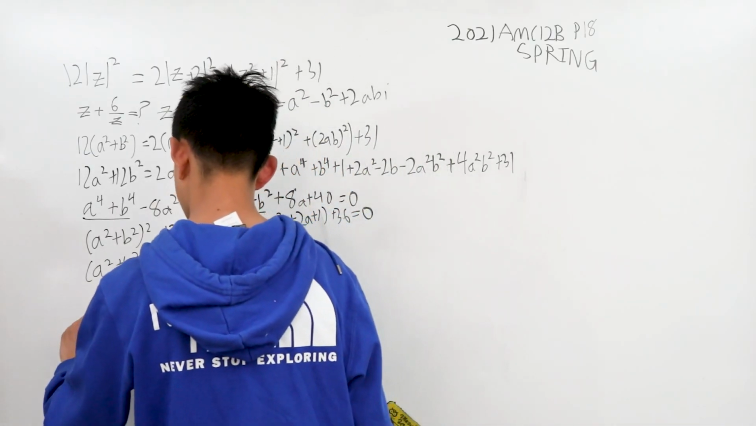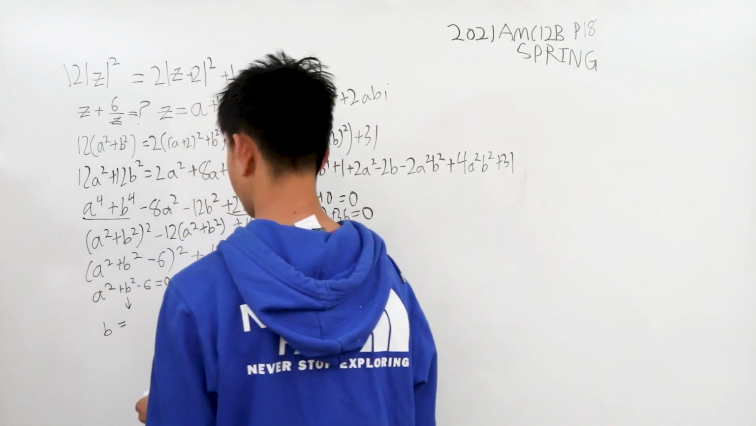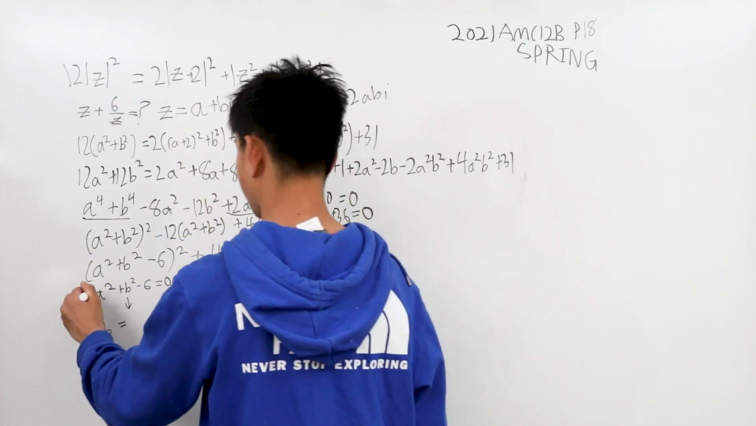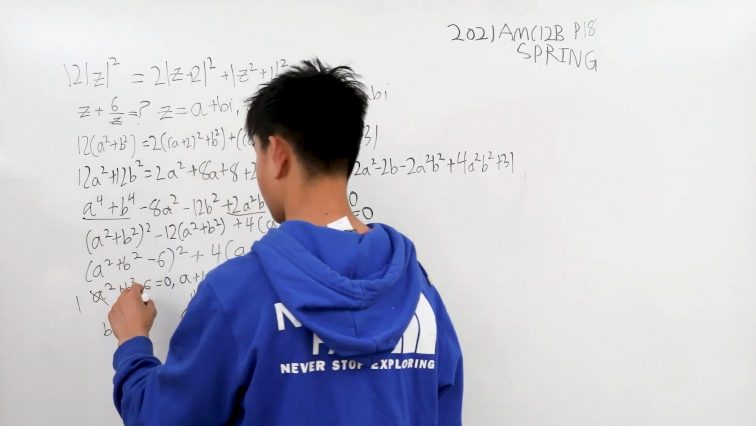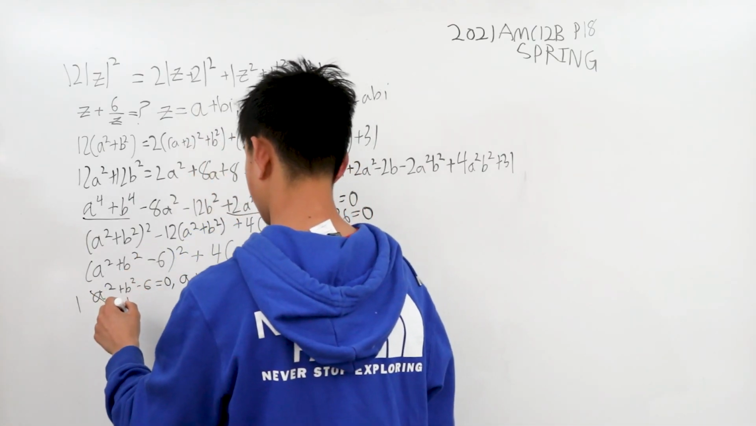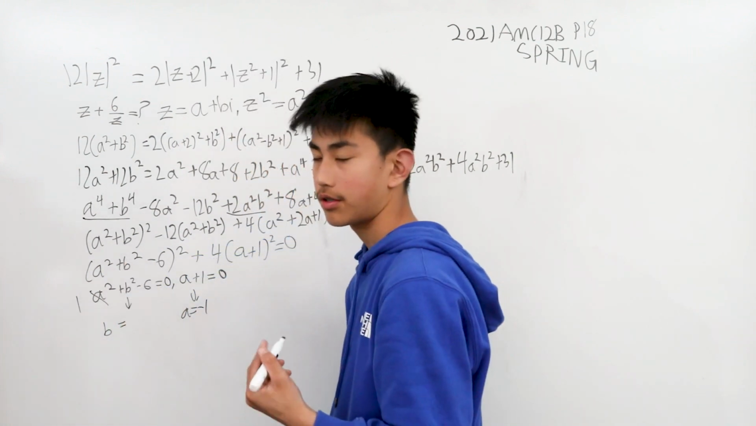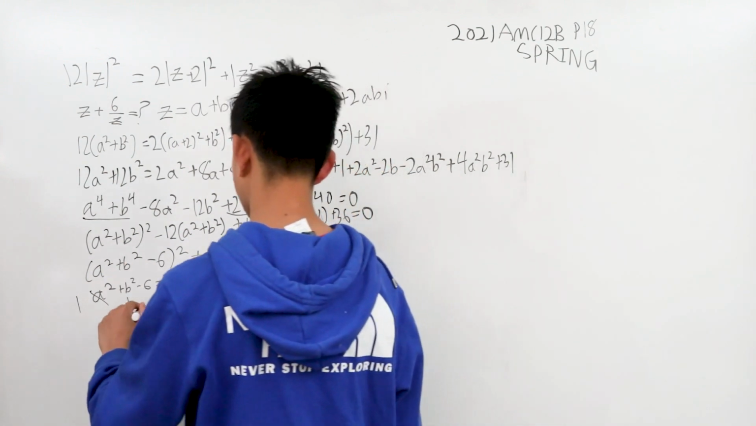And then it's pretty easy from here on out to solve for b. Since a is negative 1, a squared would be 1. And then 1 minus 6 is 5. So we get that b squared is 5, so b is equal to the square root of 5.